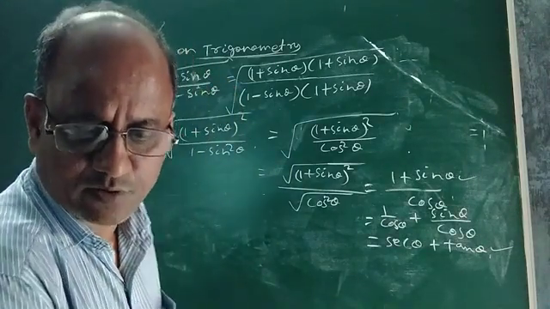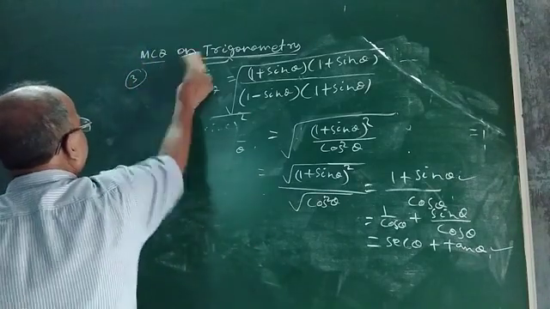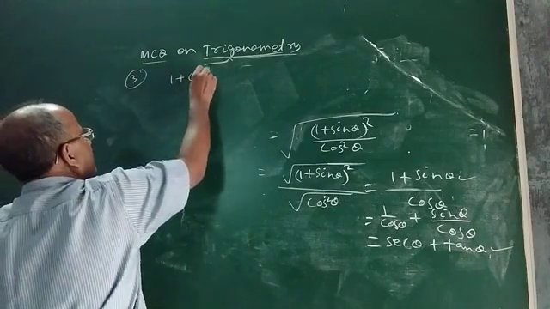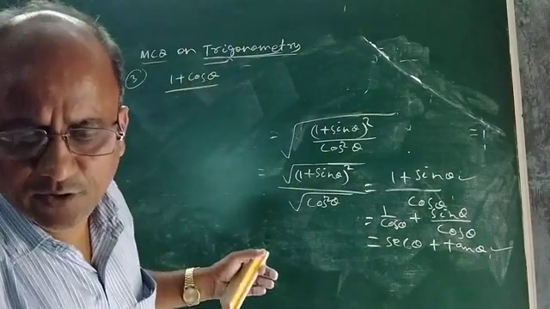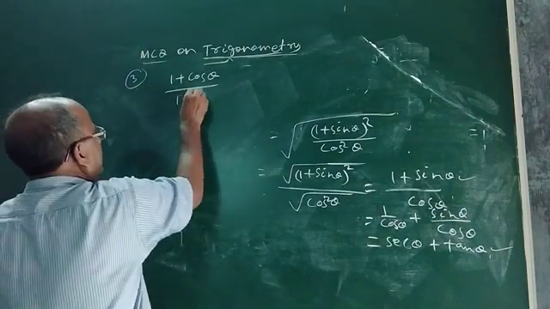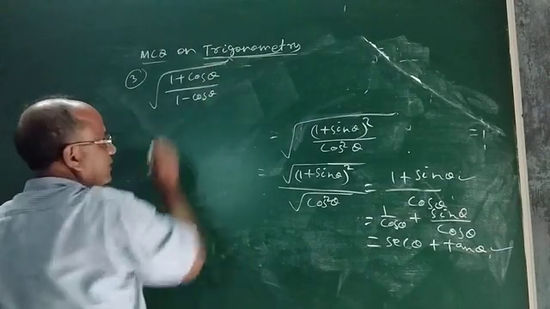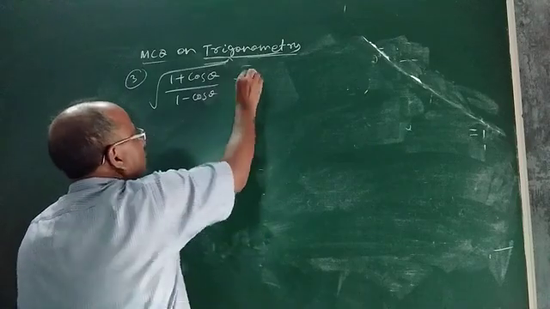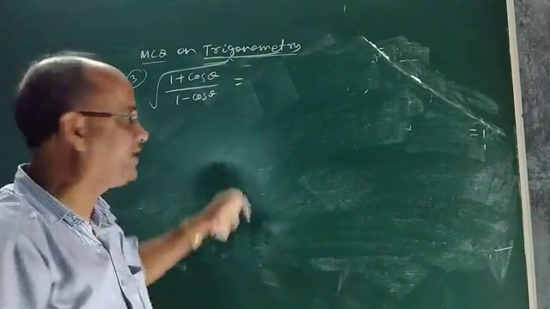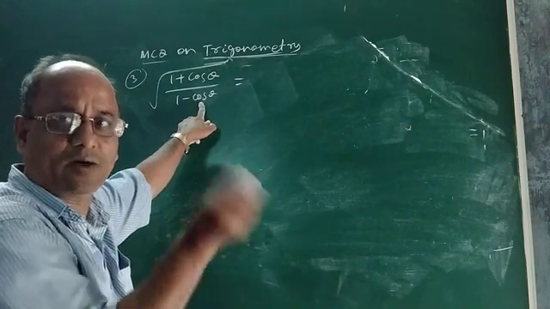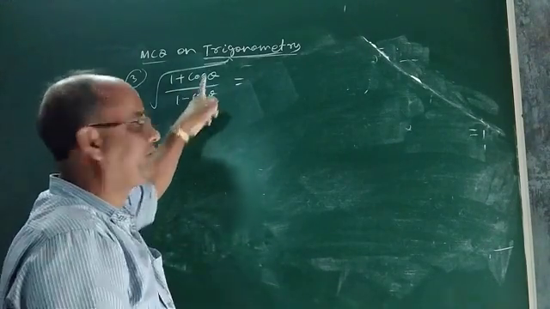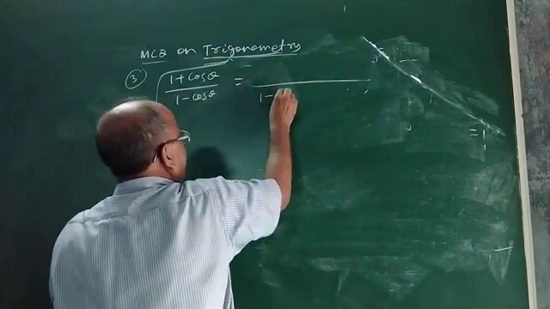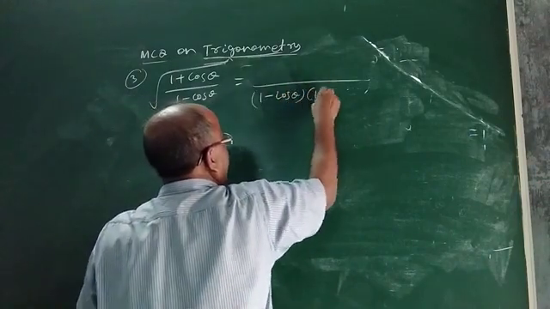The question is, suppose 1 plus cos theta by 1 minus cos theta. Here is a similar question: 1 plus cos theta by 1 minus cos theta, under square root. What will be the value of this trigonometric expression? Let us find out. We can proceed in a similar manner like we did in number 3. Here it is 1 minus cos theta, so multiply 1 plus cos theta to the denominator as well as the numerator, and then simplify. So it is 1 minus cos theta multiplied by 1 plus cos theta.